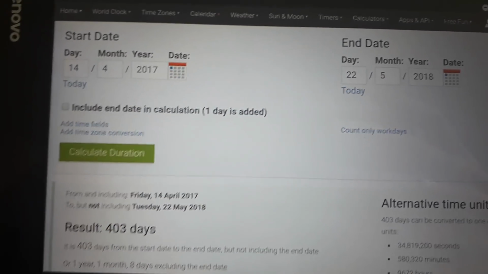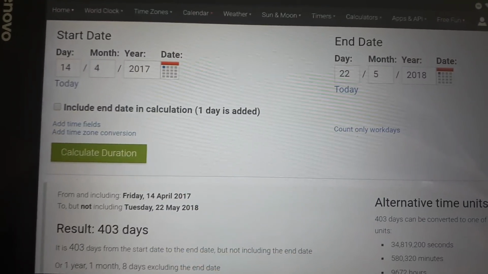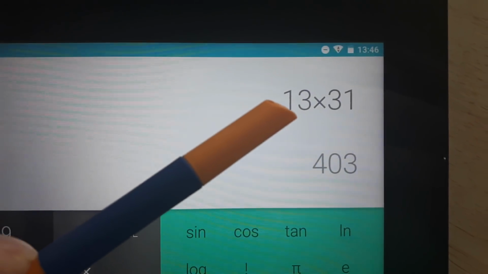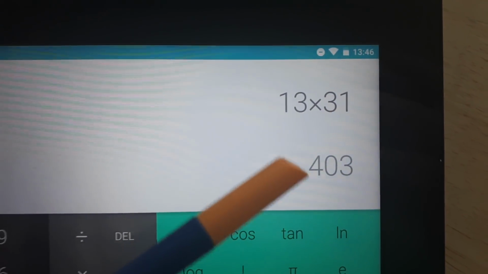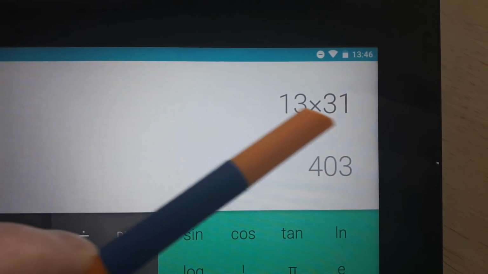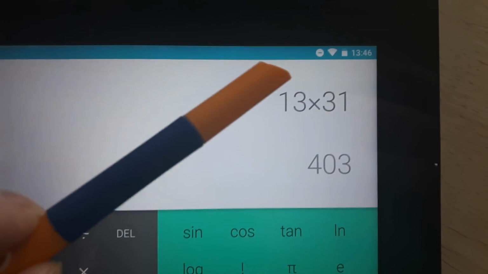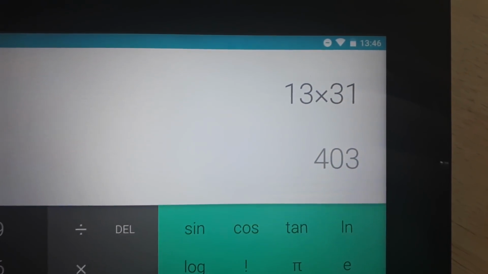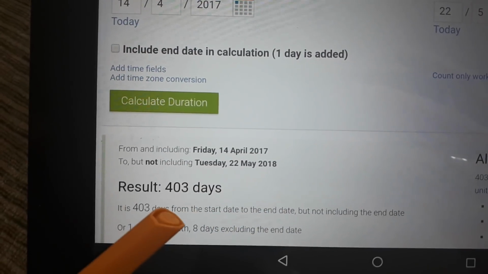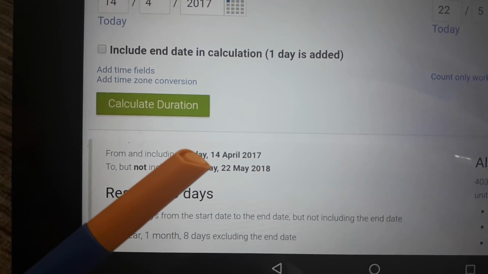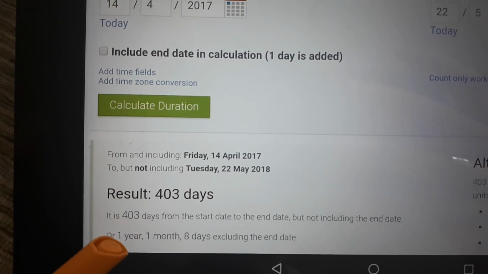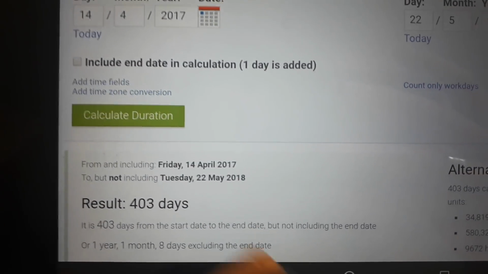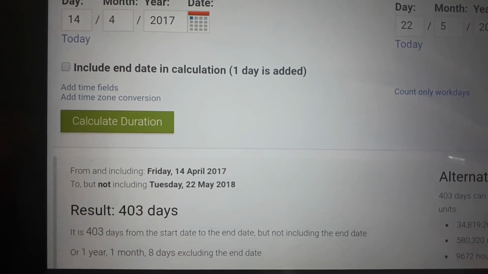That's 403 days. Just want to remind what 403 is. Actually 13 times the reverse 31, 403. Master of time, forwards and backwards. 403 days from Good Friday last year. Also 1 year, 1 month, 8 days. 403 stood out more for me on that one.